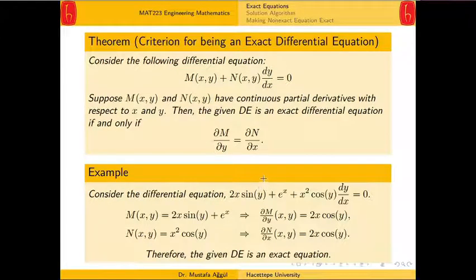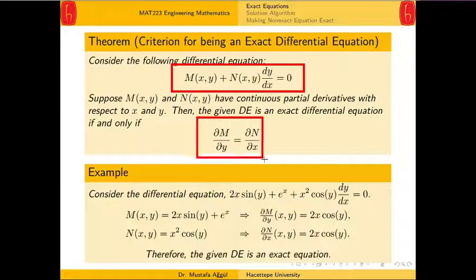Okay, so now we are on the criterion for being an exact differential equation. If we consider this differential equation, we say this differential equation is an exact differential equation if and only if the y derivative of m is equal to the x derivative of n. So they have to be equal. And we also have some other regularity assumptions, like m and n have to have continuous partial derivatives, because otherwise this equation does not make sense.